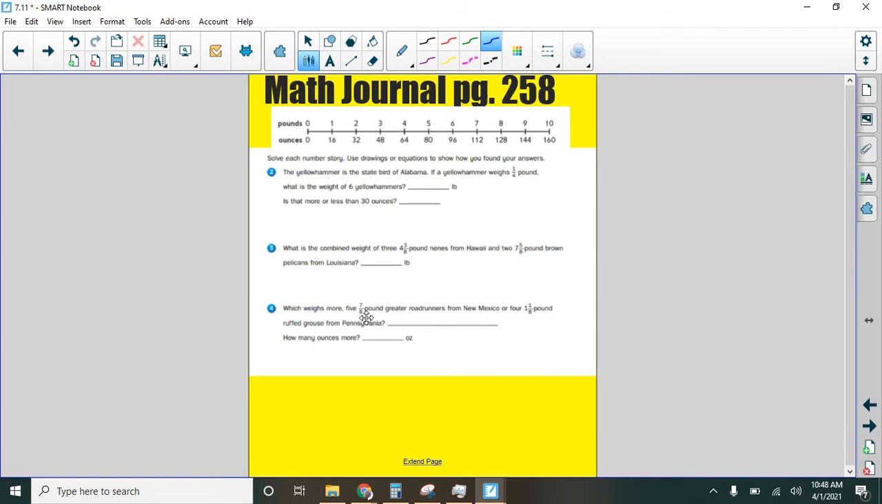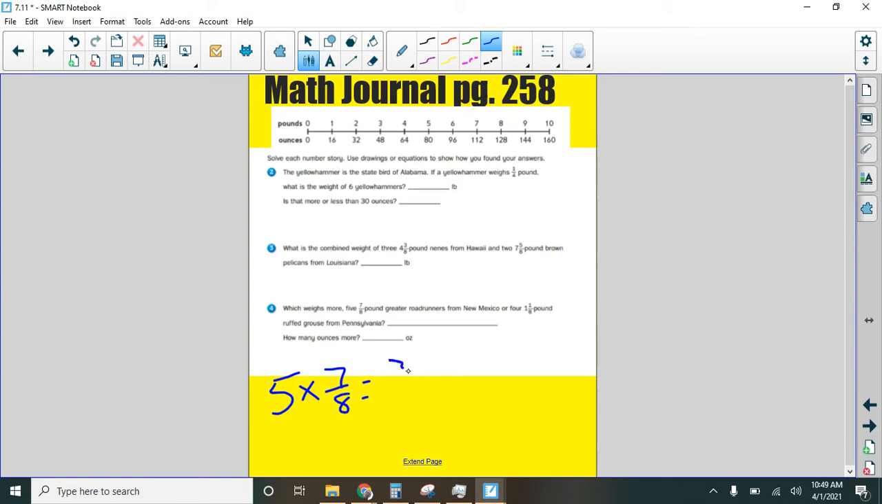The question is, which weighs more? 5 7/8 pound greater roadrunners from New Mexico. Okay, so these are birds. So 5 of these birds from New Mexico, or 4 1 1/8 pound ruffed grouse from Pennsylvania. So I've got 5 birds on one side, 4 birds on another side, and I need to figure out which weighs more. First I need to figure out how much the roadrunners weigh. There's 5 of them, so 5 groups of 7/8.